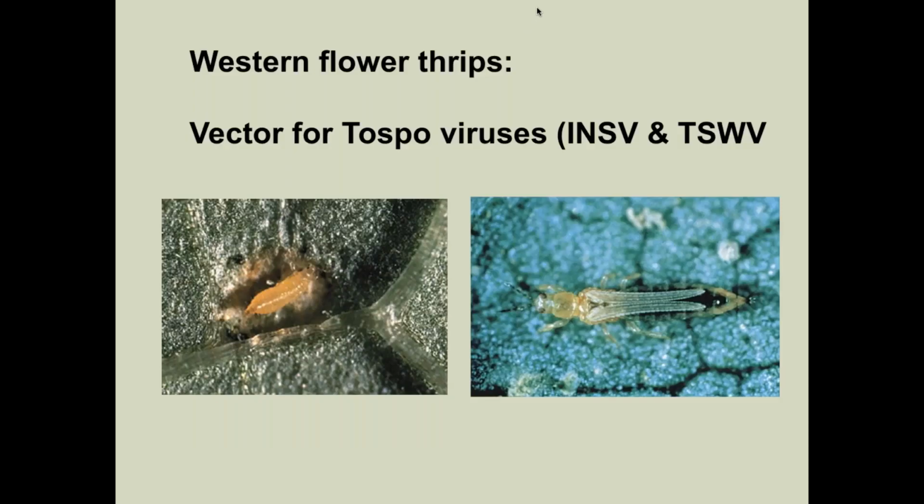Western flower thrips. Thrips are, you know, a bane of the greenhouse industry. Western flower thrips in particular are of concern because they are a vector for tospoviruses. Our two important tospoviruses are impatiens necrotic spot virus and tomato spotted wilt virus, which thrips both as adults, seen on the right, as well as the immature, seen on the left, can transmit both of these tospoviruses.